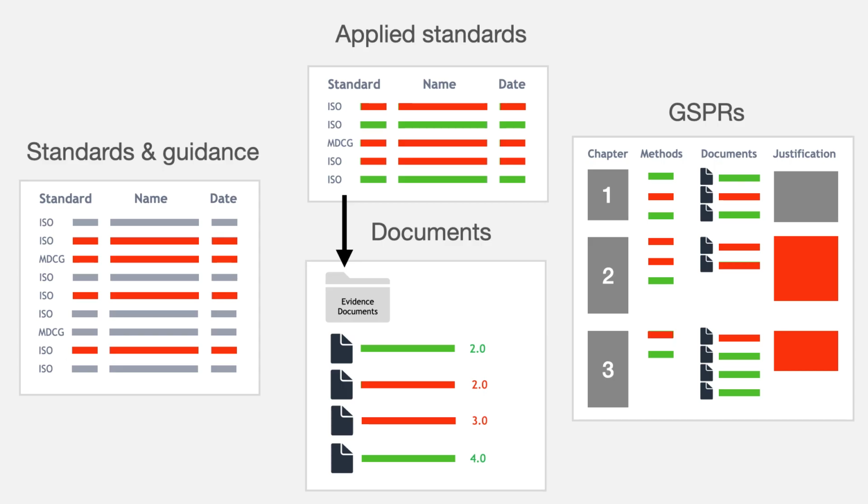The whole thing looks like this. New standards are released. They automatically flow into the list of applied standards. Updated documents are released. All information is then collected and updated in the GSPR project. After that you get your updated document and you are done.